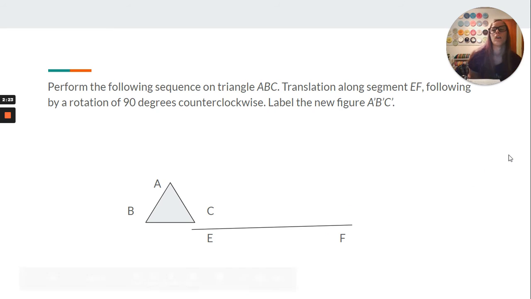Now, do this one on your own. So it says perform the following sequence on triangle ABC. Translation along segment EF, followed by a rotation of 90 degrees counterclockwise. Then label the new figure A apostrophe B apostrophe C apostrophe. Okay, so work through it and where you think it'll be. And then hit play to see what the answer is. So we have A, B, C, and it's rotated 90 degrees counterclockwise. So notice if we would rotate it clockwise again, it would fit right there.